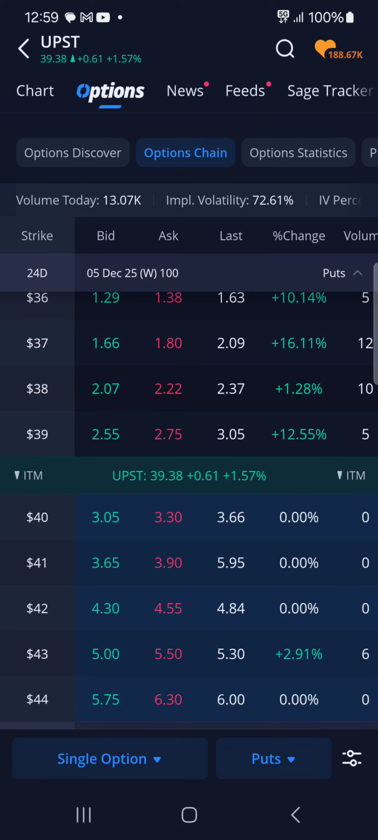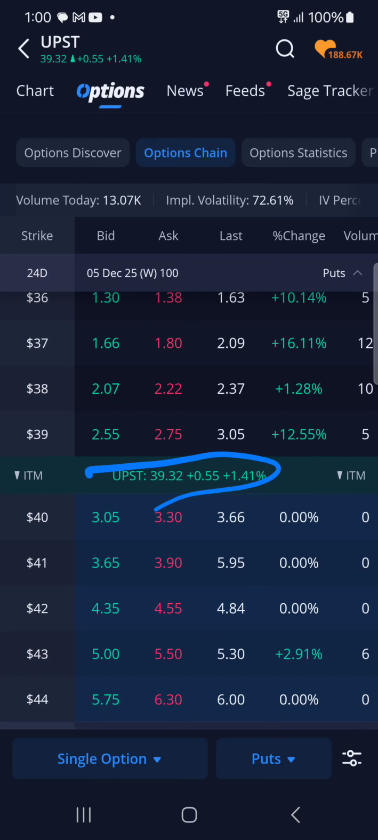I don't need to already own the underlying stock to sell puts. The point of selling puts is two things: you want to make money, and you don't care if you buy the stock or not, or you want to buy the stock but at a lower price. So you just sell a put at a lower price than what it is right now.